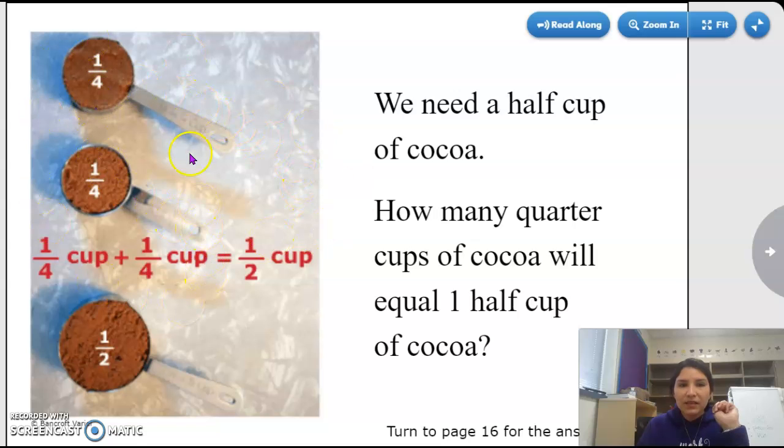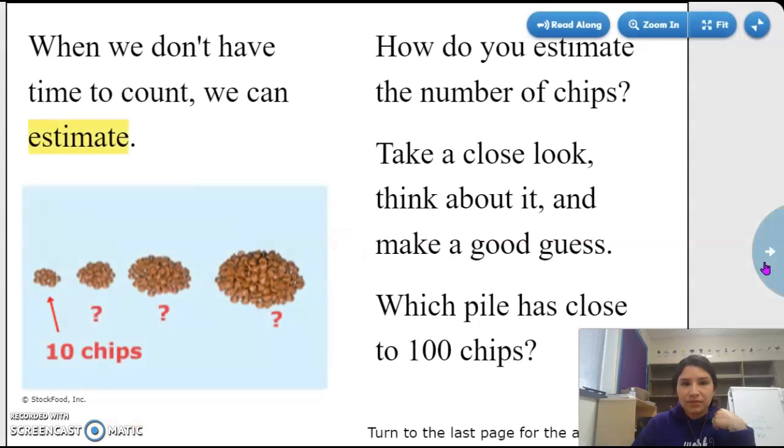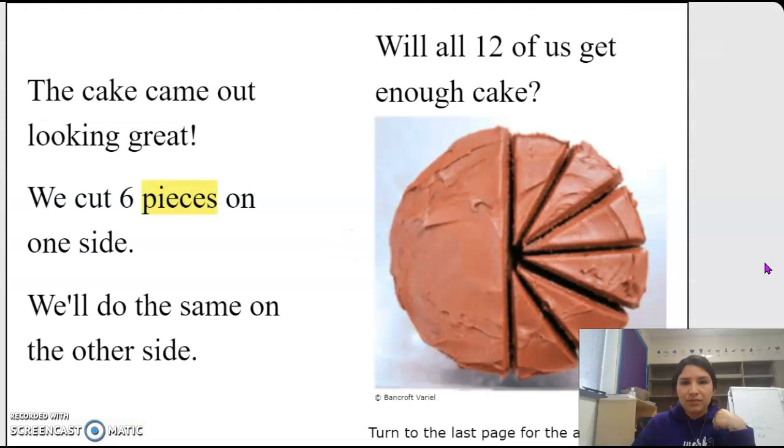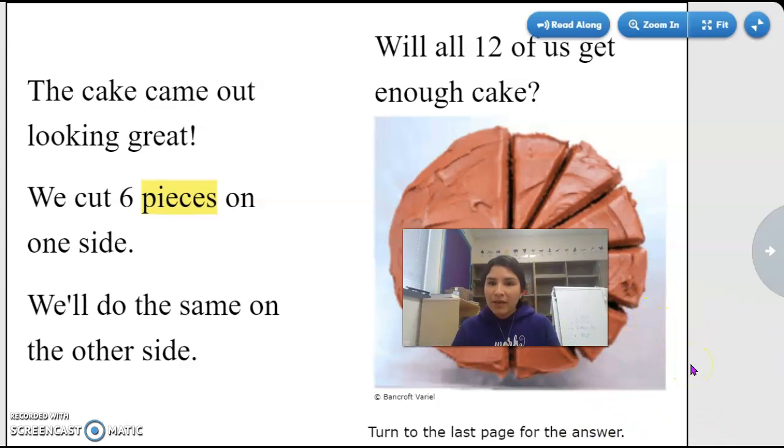So this is kind of like a diagram. It's a photograph, or an image that has labels. Instead of the labels being words, it has numbers because we're talking about half and quarter cups. All right, I believe that's all the text features that we came across in this book.